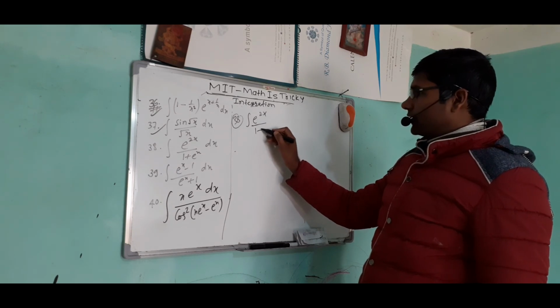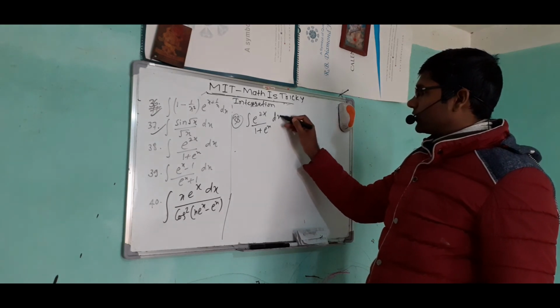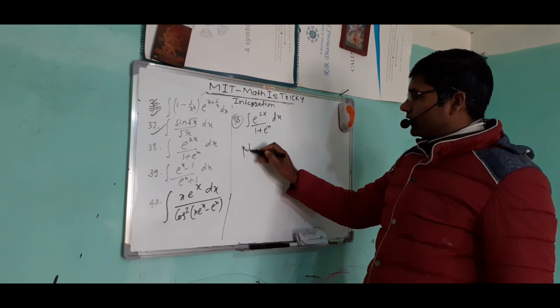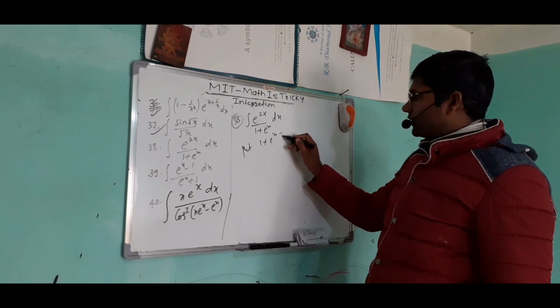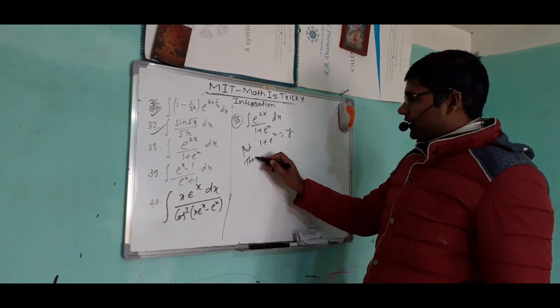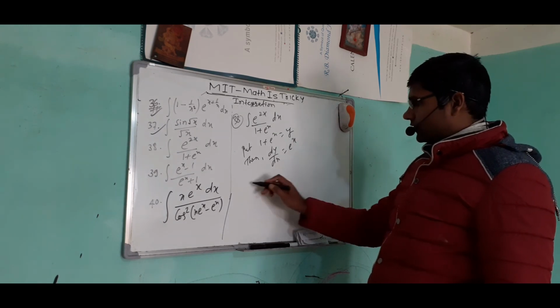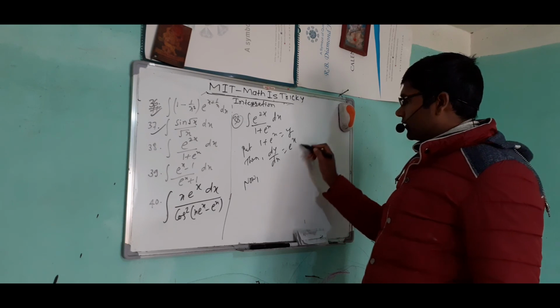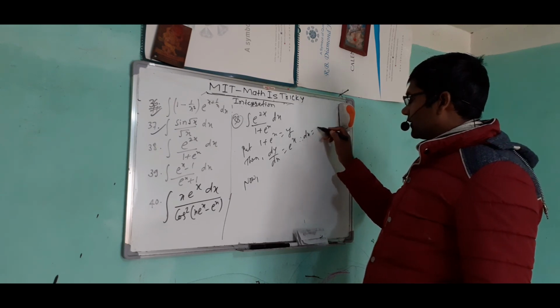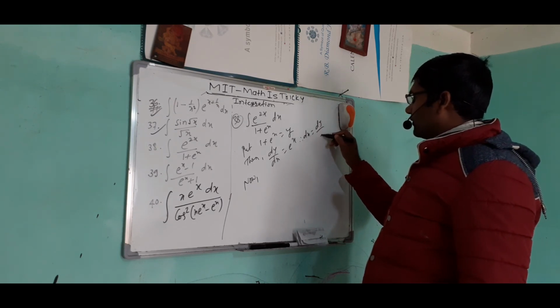So plus e power x dx. So put here 1 plus e power x equals y. Then what do we get here? dy by dx equals e power x. Therefore dx equals how much? dy by e power x.